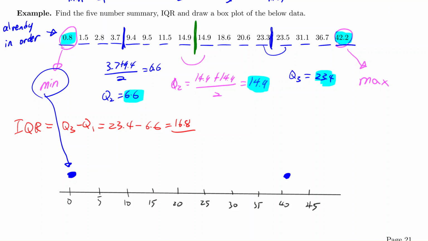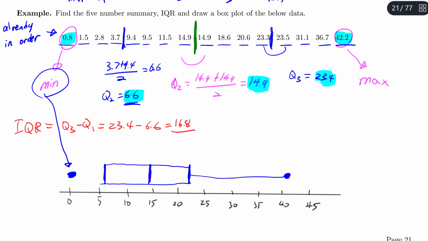And for Q1, Q2, Q3, we draw vertical lines. So Q1 was 6.6, a little bigger than 5, so somewhere here. We draw a dot and draw a vertical line. Q2, the median, is 14.9, close to 15, so somewhere here. And Q3 is 23.4, so around somewhere here. Then we connect Q1, Q2, Q3 to make a box, and we connect these dots. So this is the box plot representing this data.